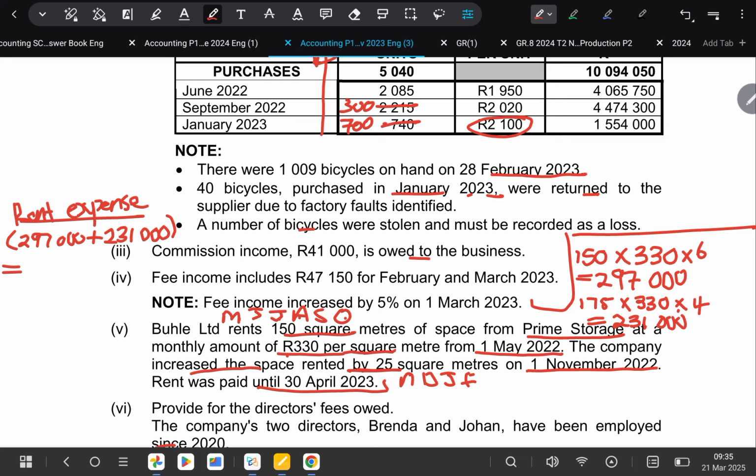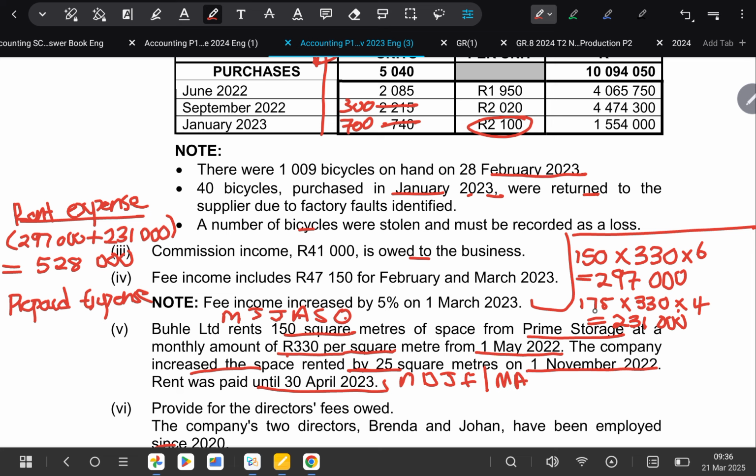So 297,000 plus 231,000 is giving us 528,000. So the rent expense that was supposed to be paid is 528,000. Now remember, in this question you are also doing the prepaid expense. Remember they said rent has been paid up until 30 April. So it means they also paid for March and April. So it was paid 2 months in advance.